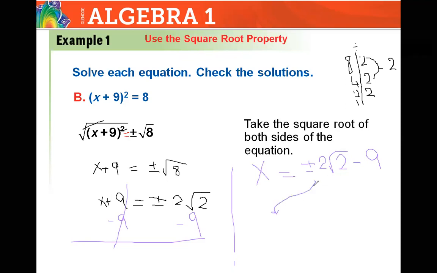What are the two answers, Bassami? x equals 2 root 2 minus 9, and in the other case x equals negative 2 root 2 minus 9, because one of them is negative and the other is positive. So we substitute by one negative and one positive. So this is the answer. Please just write the answer.